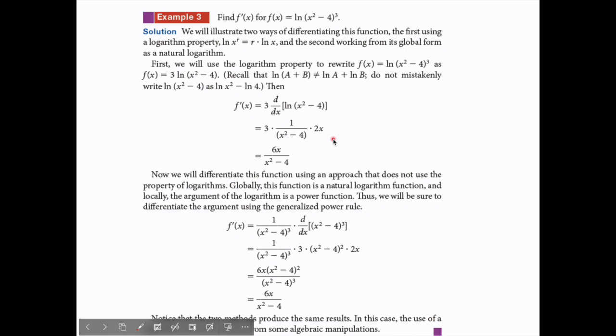So the point of this is just to remind you that there are different ways to take the derivative. There's always different ways to take it. You need to find what's comfortable for you. As long as you are following the rules of derivatives properly, then either way you're going to get the same answer.